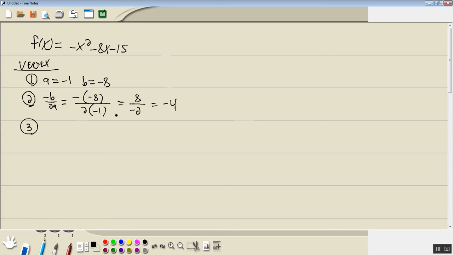Now, step 3, you take the value from step 2, and you plug that into the original function, remembering f of x is equal to y. So we've got y is equal to negative. I'll go through, and everywhere I had an x, I'll put in a set of parentheses. And we'll plug in the number from step 2, which is negative 4.